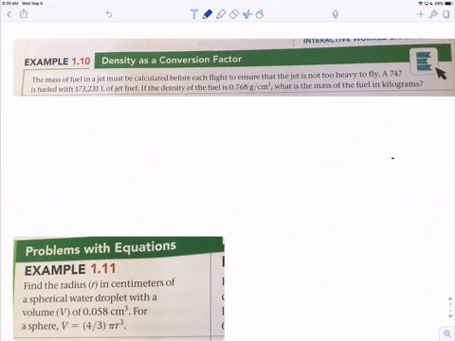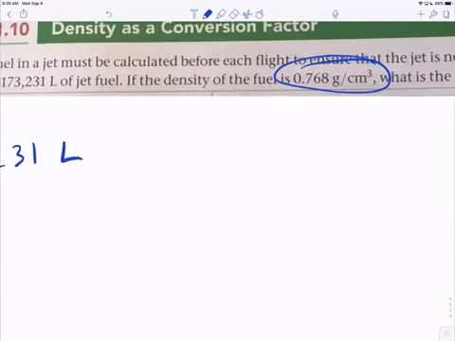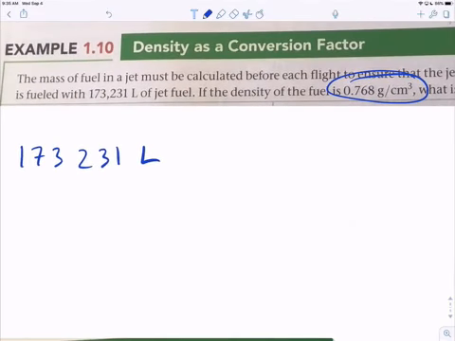Okay, so now we're starting off small. We're increasing our level of difficulty. The other ones were pretty easy, and these ones are getting harder. When I think about this problem, the first thing I'm going to do is write what I know on the left: 173,231 liters. I look at this number and I'm thinking, okay, how the heck do I get to kilograms? I would do it differently than the book does it.